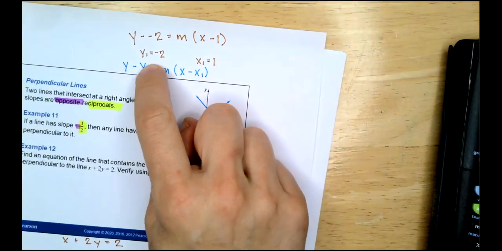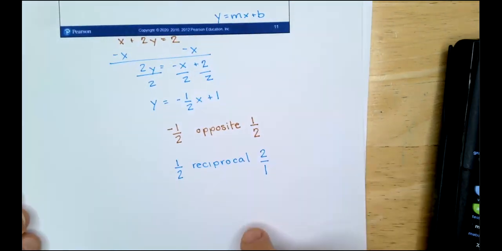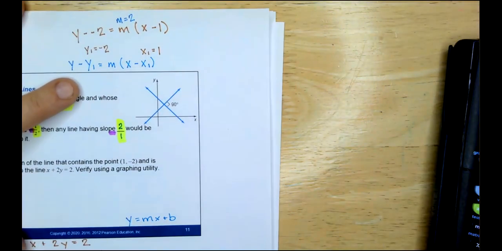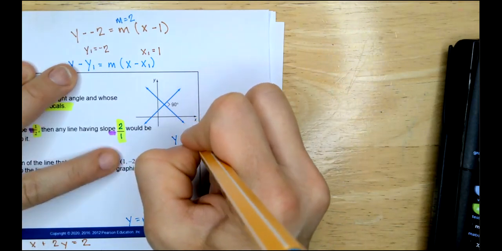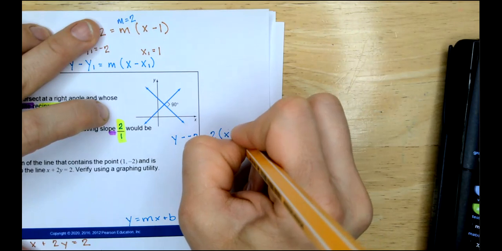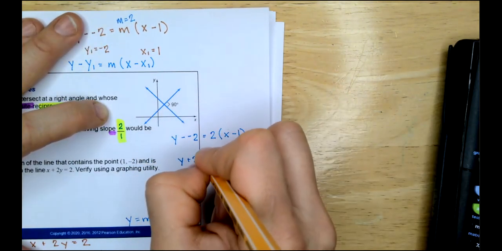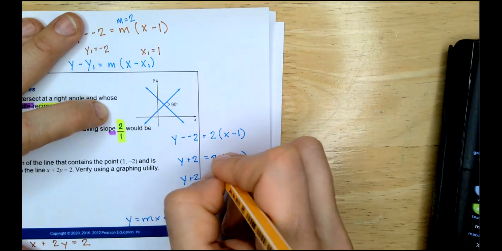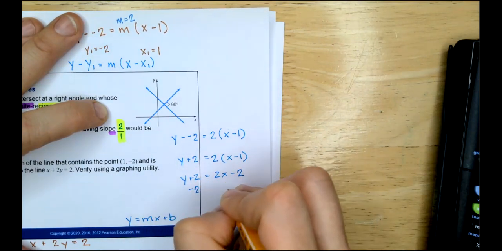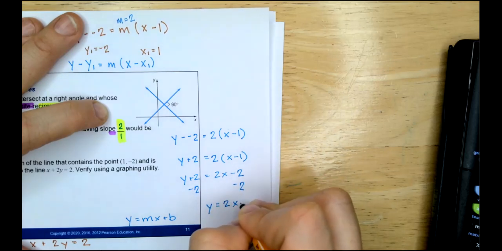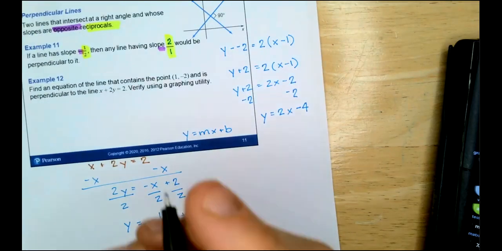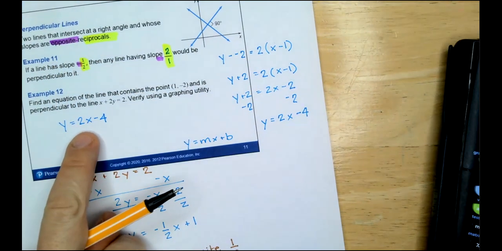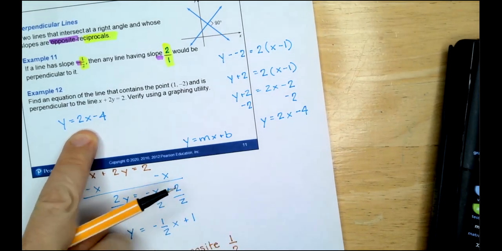So now we know y1 is negative 2, x1 is 1, and that m is 2. Good. So we have y minus negative 2 is equal to 2 times x minus 1. Y minus a negative 2 is y plus 2. I'll distribute that 2. Y plus 2 is equal to 2x minus 2. Subtract 2, subtract 2. Y equals 2x minus 4. Good? Y equals 2x minus 4 contains the point 1, negative 2, and is perpendicular to the line x plus 2y equals 2.